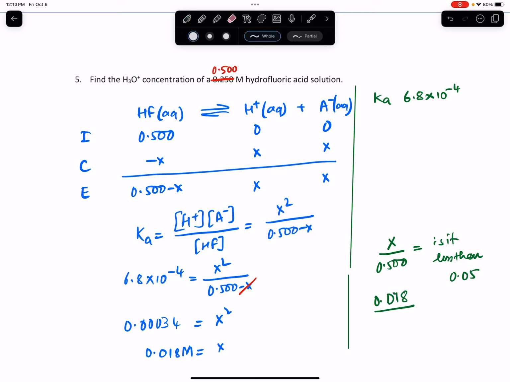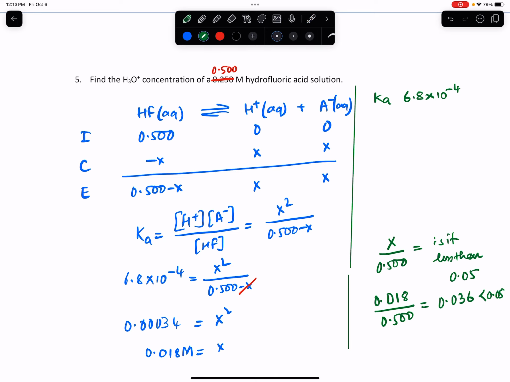So it turns out if you take 0.018, which is the value of X we found, and take it over 0.500, that ends up being 0.036, which indeed is less than 0.05. Therefore, our assumption here is valid.